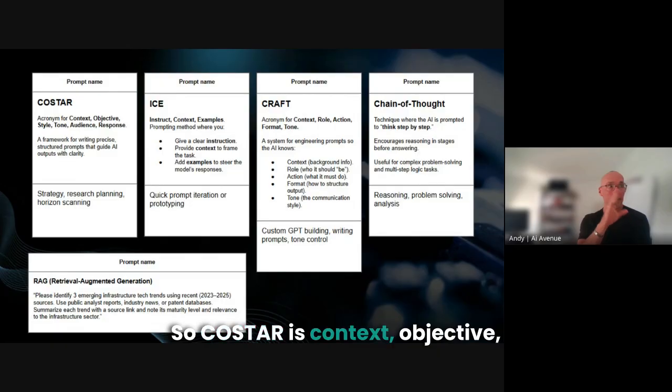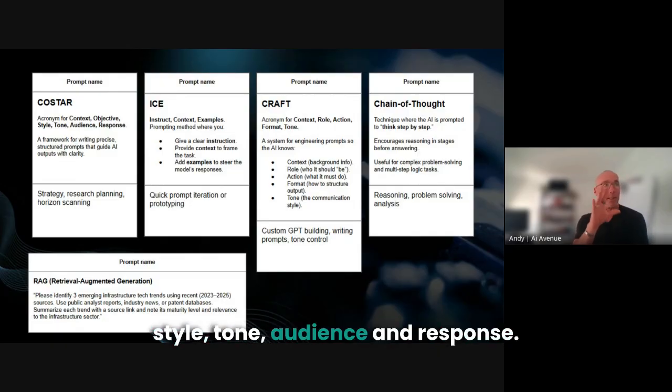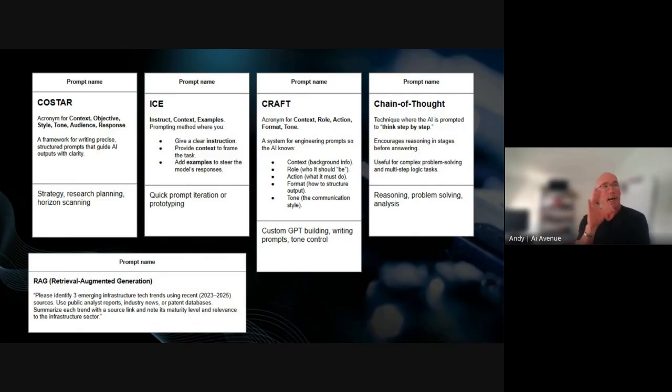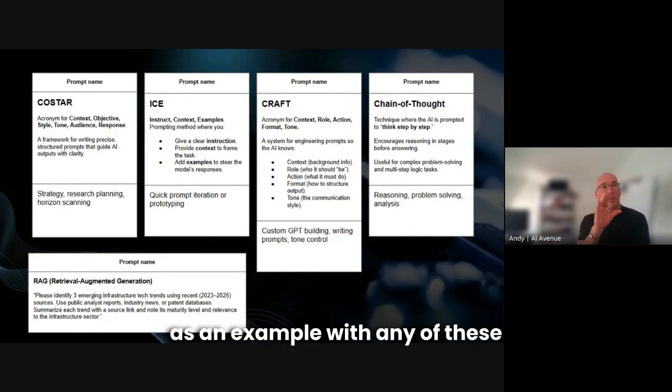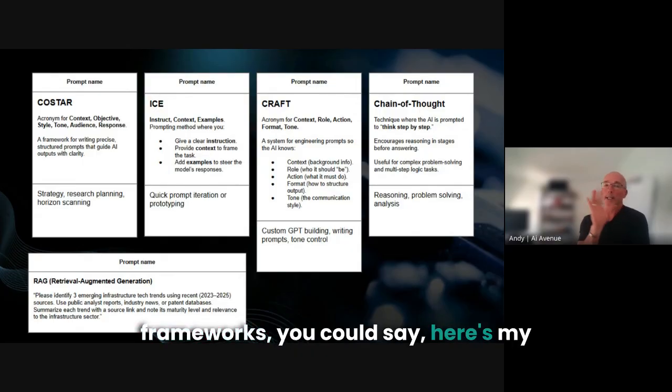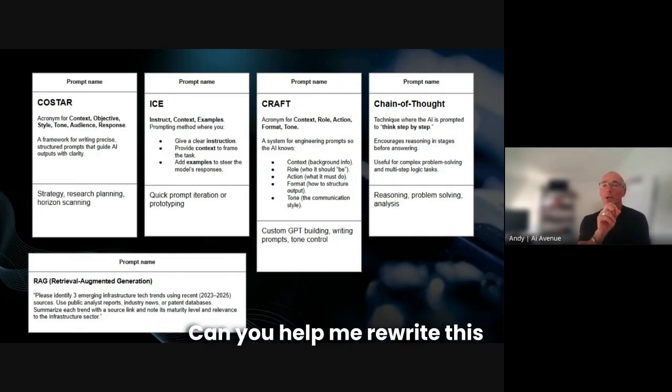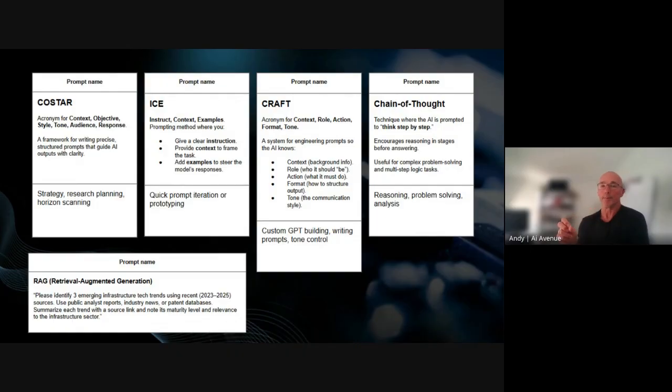So CoStar is context, objective, style, tone, audience, and response. As an example, with any of these frameworks, you could say, here's my 3 or 4 sentences that I want to write as my prompt. Can you help me rewrite this in a CoStar format? And it could help you write it that way.